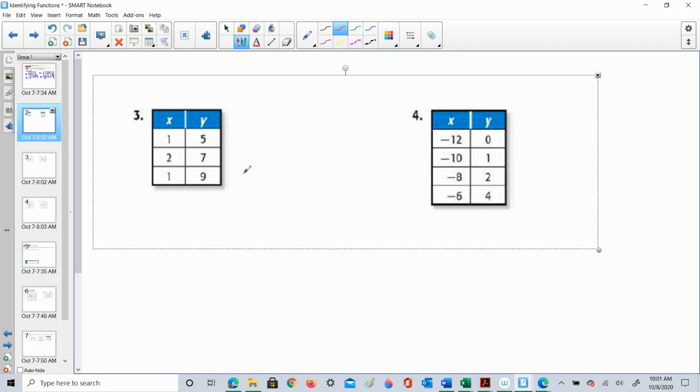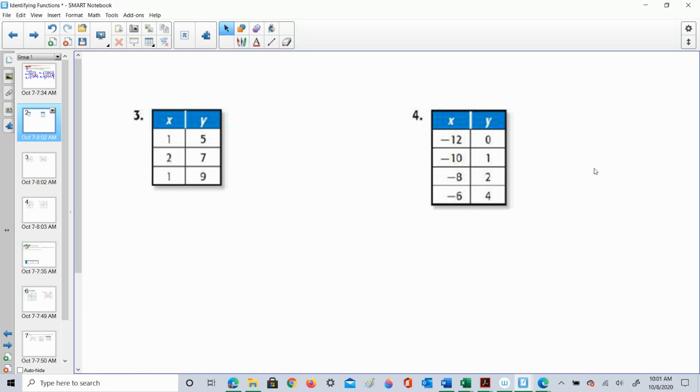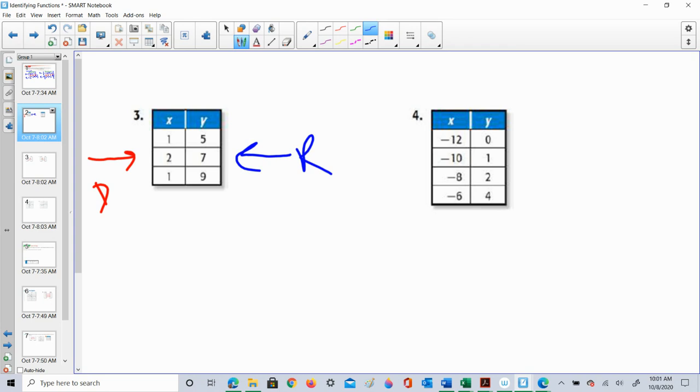So, a couple of tables of values here. We're still going to have sets of numbers. What is our domain here? Our domain is these numbers on the left-hand side, the x's. X's are always our domain, right? So our domain is here. That's the domain. What is our range? Our range are these numbers over here.